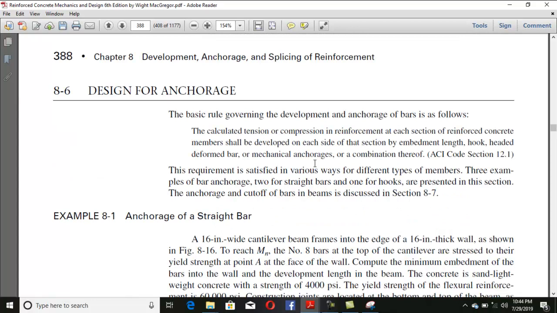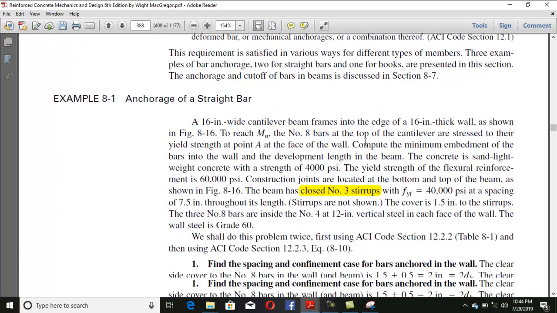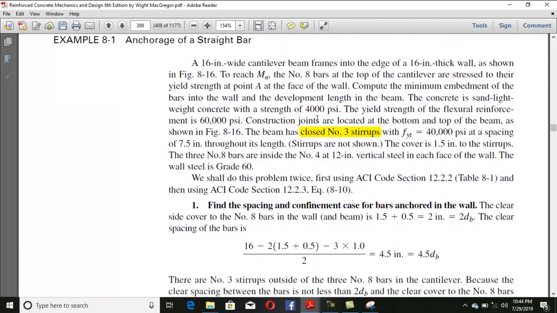Is there any question? Yes, I think there is a question about anchorage. The basic rules governing the development of anchorage are followed. Yes, this equation is basically for development length. We will do this example as well.